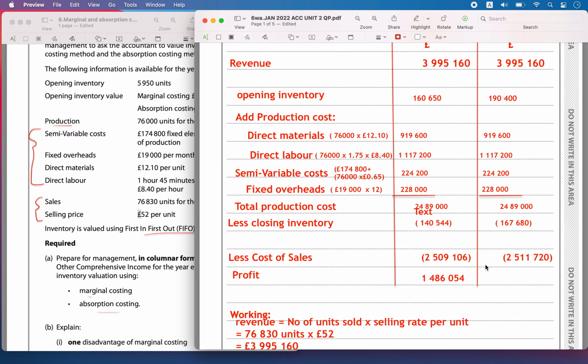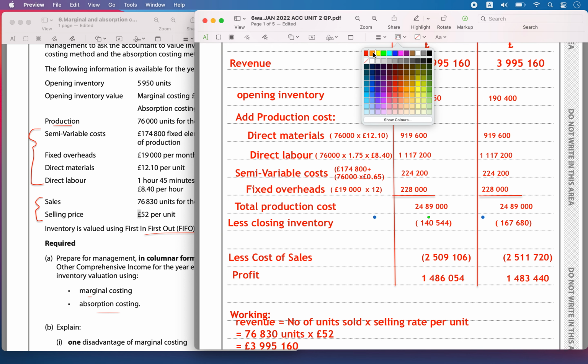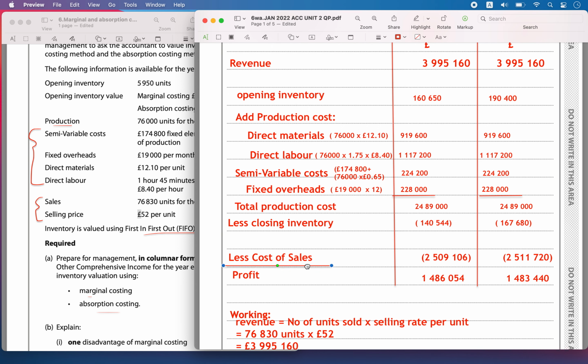This was the profit using the marginal costing method, and for the absorption costing method it is 3995,160 minus 2511,720. So that is equal to 1,483,440. So these were the profits using the marginal costing method and the absorption costing method.